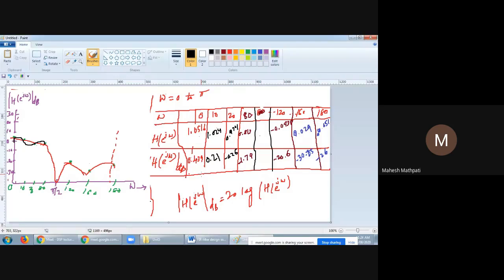Am I audible to all? Yes, sir. Okay, have you understood this? Any difficulty here? Any problem in understanding the example? So this is the method we have to follow for all the examples now. Okay, let's take one more example and you try for it.